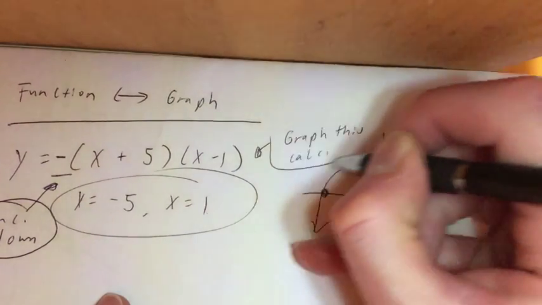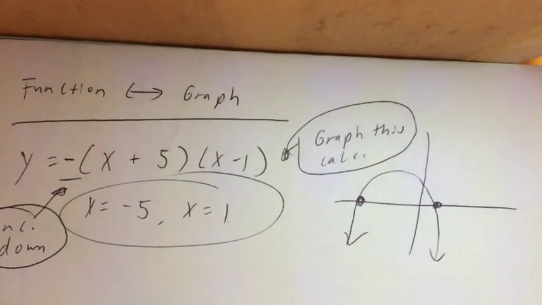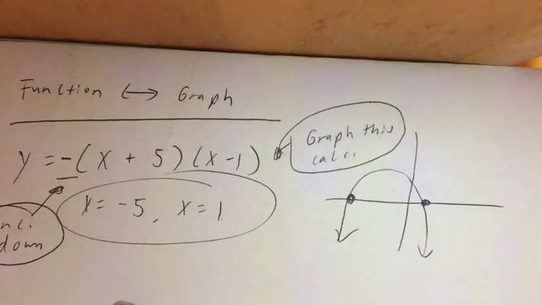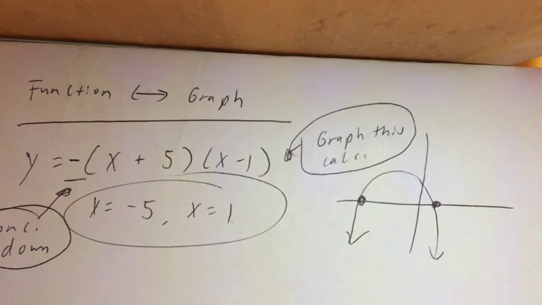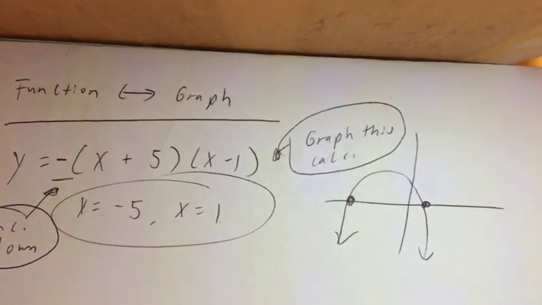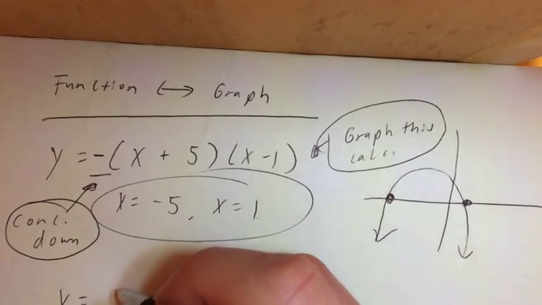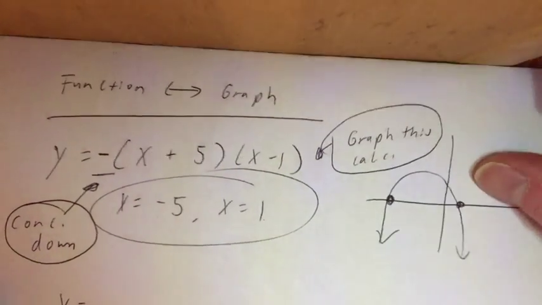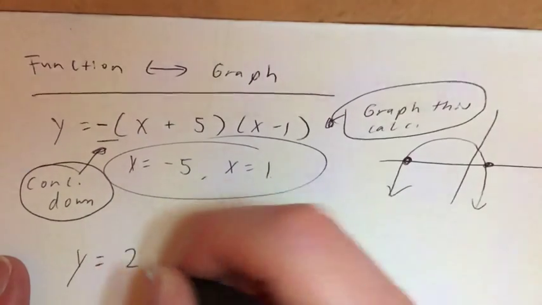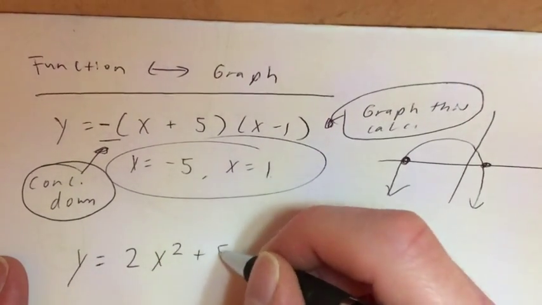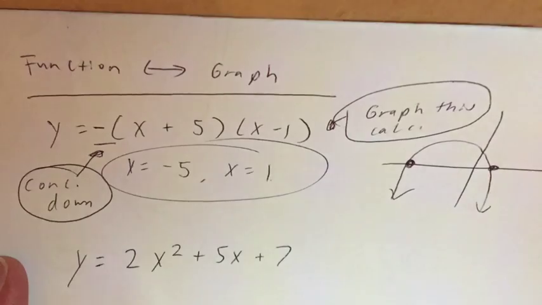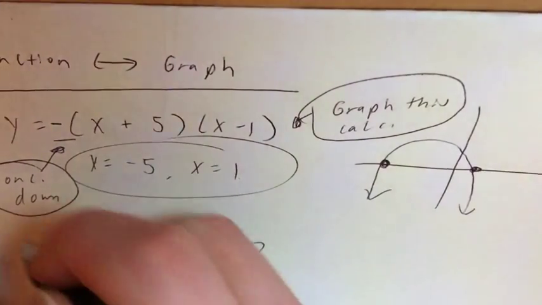Now, a lot of times when we do this, it gets confusing because a lot of us say maybe our window isn't right, maybe we're zoomed too far in or too far out, and we have a bit of trouble identifying it. Let's do one more this way. Let's do something in standard form for once: 2x squared plus 5x plus 7. And I tell you to sketch this graph.